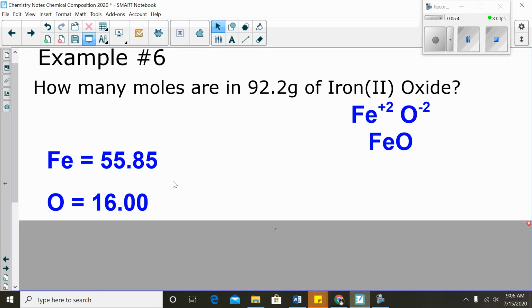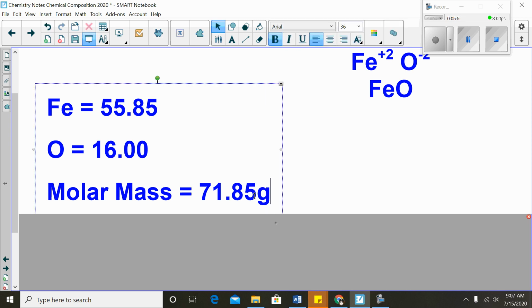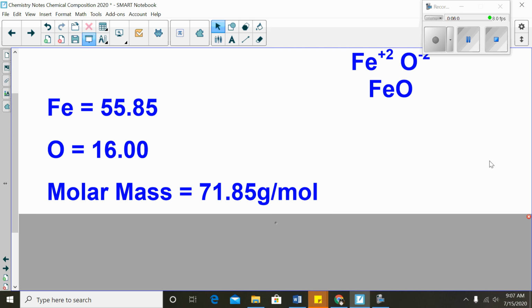This is not oxygen by itself, it is part of this compound. So you use however many oxygens are in the formula. And here we have just one. Now if you add that together, you get 71.85, and this should be gram per mole. So that's our molar mass.